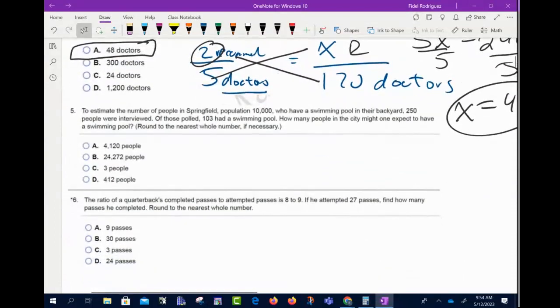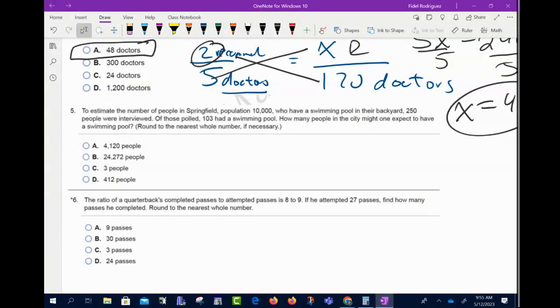Let's take a look at the next one. It says to estimate the number of people in Springfield, population 10,000, who have a swimming pool in their backyard. Okay, so guys, that first sentence is already a little confusing to me, right? Do we know the population of Springfield? It's 10,000. So what are they trying to find? How many people who have a pool? We know how many people live in Springfield. We don't know how many have a pool. So we know the total population is 10,000.